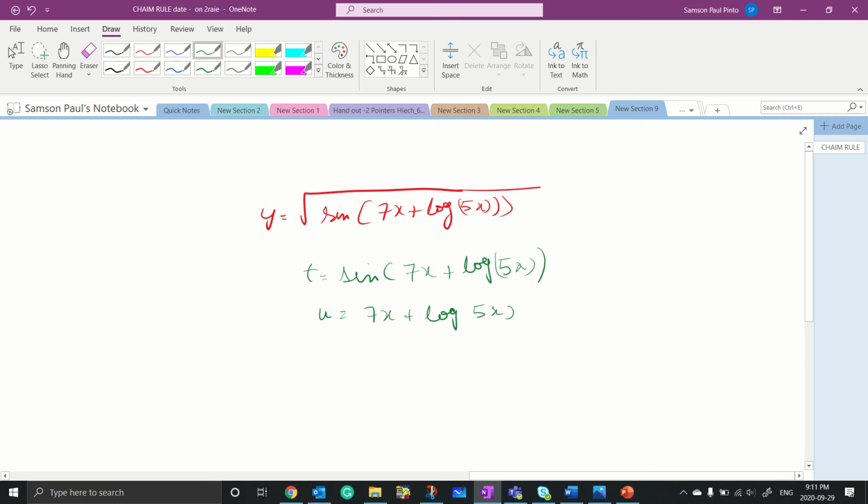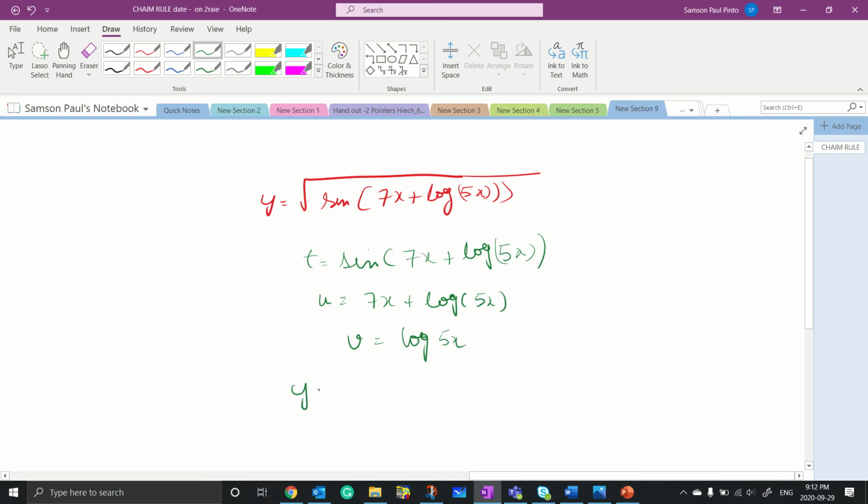Am I right? Okay, I'm only going to substitute one more function, log of 5x. It's not log 5 into x, it is log of 5x. Okay, and I'm only going to use one more function, let us say v equal to log 5x.